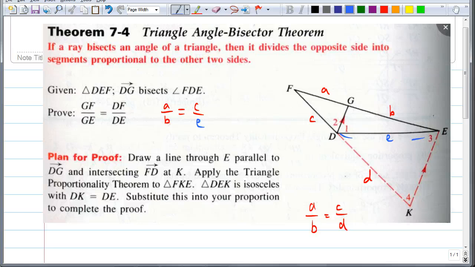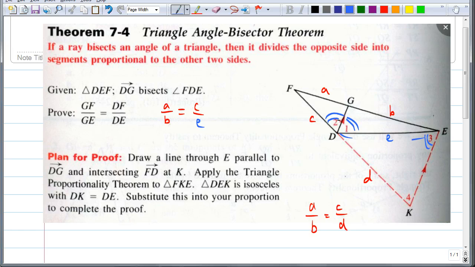Okay, everybody, what do you know about angle 1 and 2? Because DG was a bisector, right? Brianna, what can you tell me about angle 3? It's congruent to angle 1. Why, Brianna? If two parallel lines are cut by a transversal, then alternate interior angles are congruent. Exactly. So these two are congruent. If these two are congruent by transitive, what do you know about angle 1, 2, 3? They're all congruent.